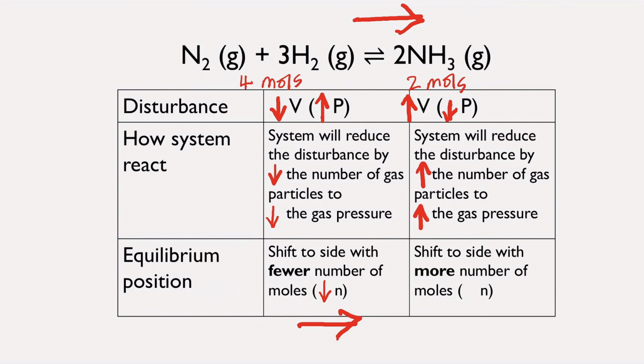So, the equilibrium position will shift to the side with more number of moles. So, more number of moles in order to increase the number of gas particles, right? So the collision frequency will increase so that the gas pressure will increase. That means you will shift towards this side, right? 4 moles. So it will shift to the left. Okay? Or shift backward. Alright?